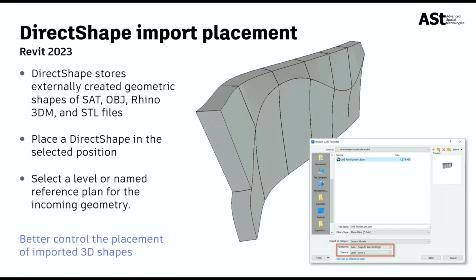Direct shape is a Revit element that stores externally created geometric shapes, such as SAT files and OBJ. If you're working in Rhino, you bring in 3DM and STL files. Direct shapes interpret closed solids or meshes where there's not enough information to create a real Revit element. 2023 makes it easier to define the placement of imported or linked direct shapes. You can now choose a placement option including auto to origin, internal origin, manual to origin, and manual to center. You can also select a level or a named reference plane for that incoming geometry.